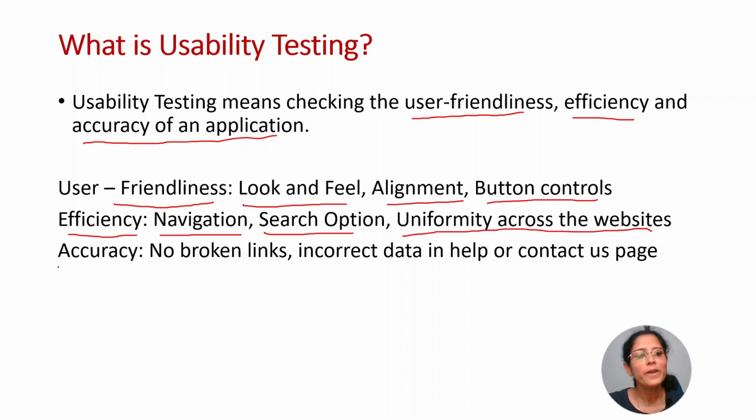And what do you mean by accuracy? In my application, there should not be any broken links. Okay. If there is any help page or contact us page, then the data should be correct. There should not be any incorrect data in that help page, contact us page, or support page. That is what is meant by accuracy.